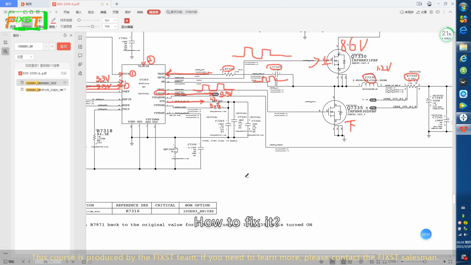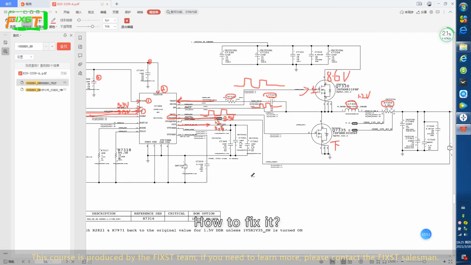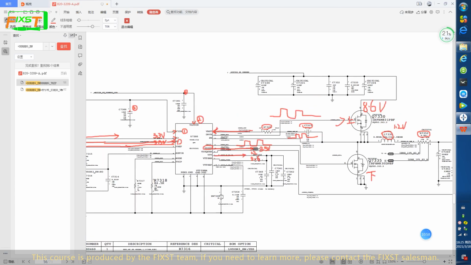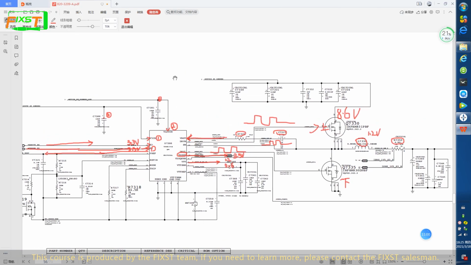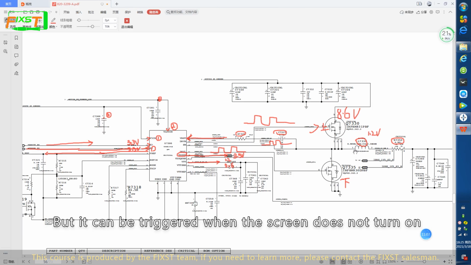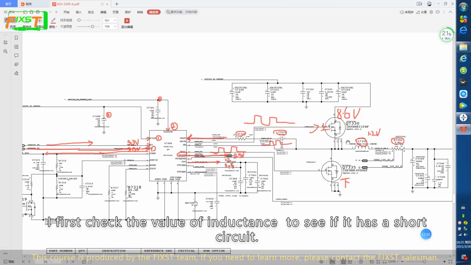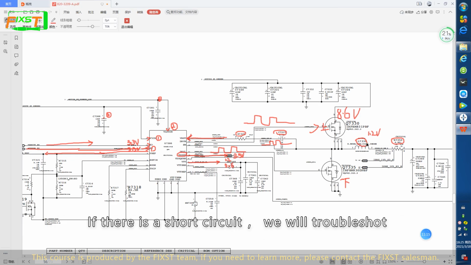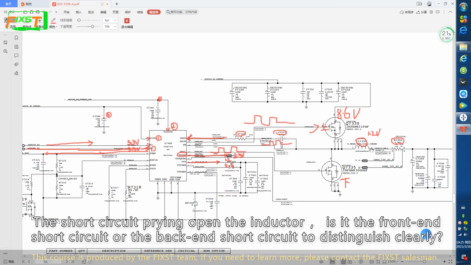How to fix it? If there is no power supply on the memory after the 1.2 volt trigger, but it can be triggered when the screen does not turn on, I first check the value of the inductance to see if it has a short circuit. If there is a short circuit, we will troubleshoot. The short circuit: pry open the inductor. Is it the front end short circuit or the back end short circuit? We need to distinguish clearly.